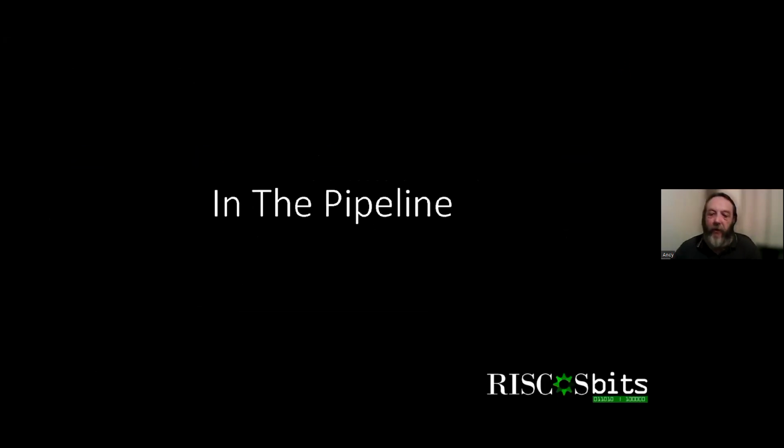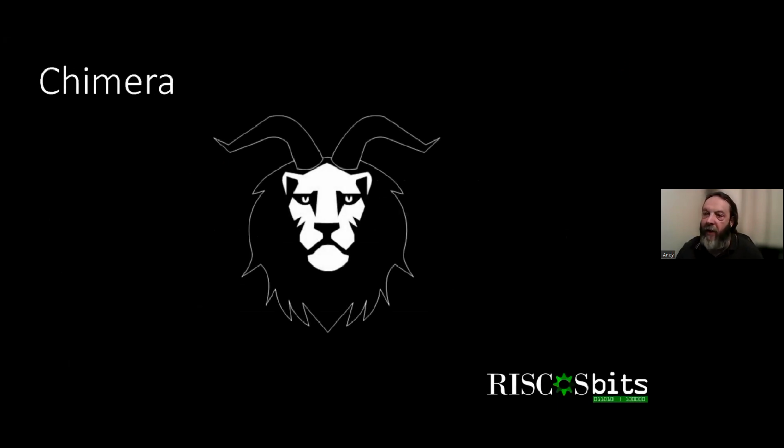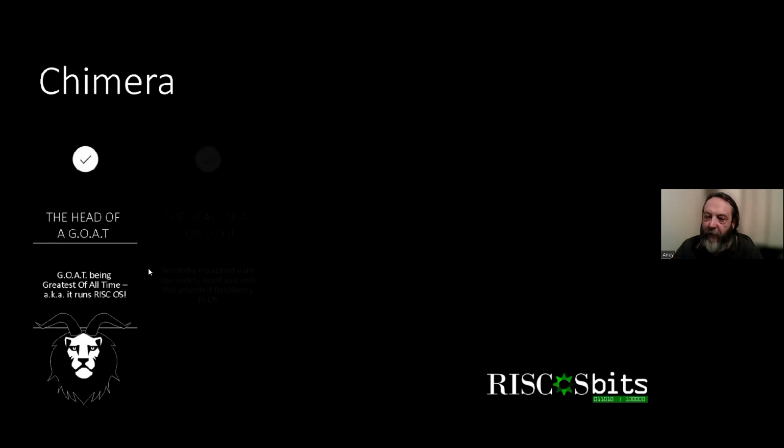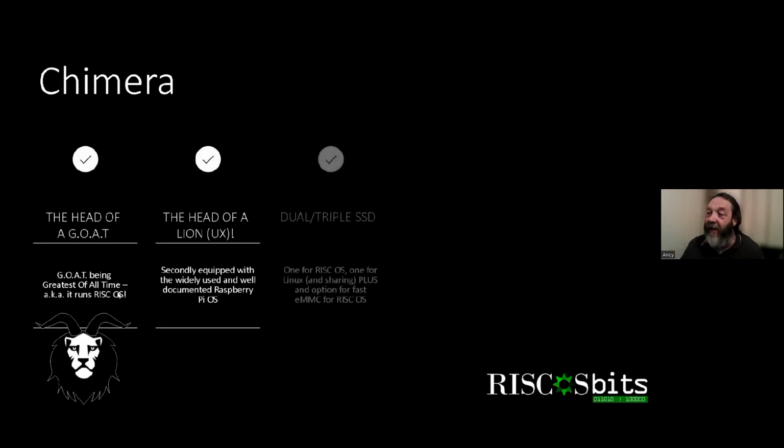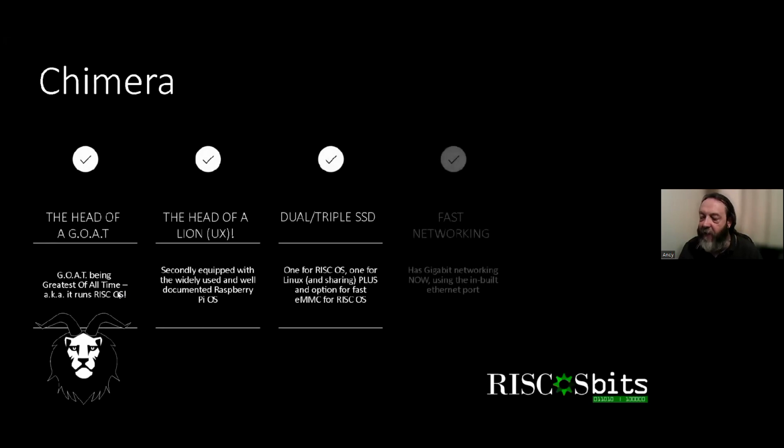And then some things we've got in the pipeline that we're looking at is the first one we're currently calling Chimera, which for those amongst you who know your mythology is some sort of mythical beast with the head of a goat. Taking a football thing, goat being the greatest of all time, so it runs RISC OS, right, and the head of a lion, Linux. And I couldn't get that one to work really in the same way. So it'll run both systems.